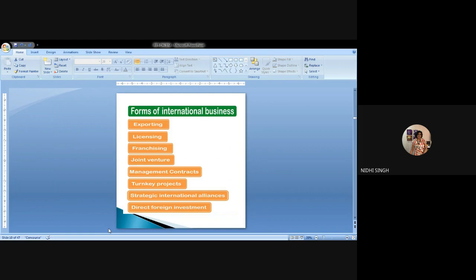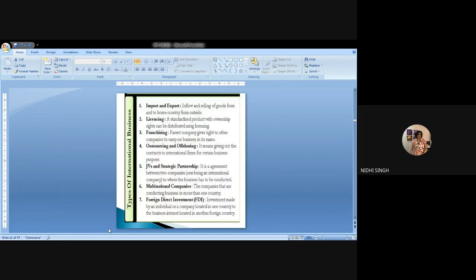Now, what are the different forms of international business? Exporting, licensing, franchising, joint venture, management contract, turnkey project, strategic international alliances, and direct foreign investment or foreign direct investment, FDI. Now, what is exporting? Import or export, inflow and selling of goods from and to home country from outside. Either inflow or outflow of goods, that is export and import. Export is outflow of goods and import is inflow of goods from other country.